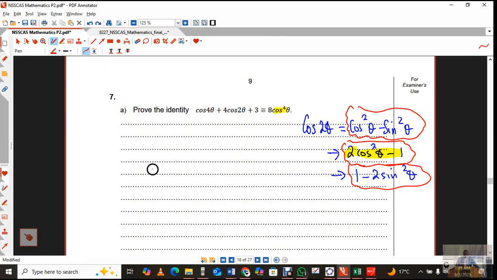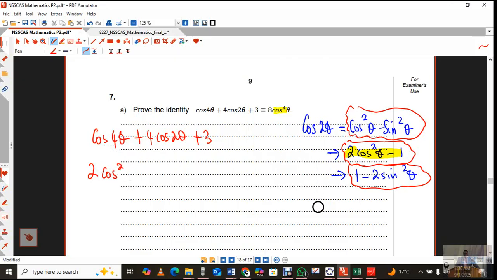Right, so if I take the left hand side, which is now cos 4 theta plus 4 cos 2 theta plus 3, this cos here, you see where I have the 4, I just want to make sure. I'm going to have 2 cos square.